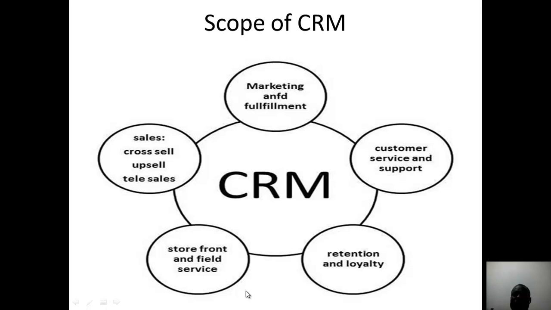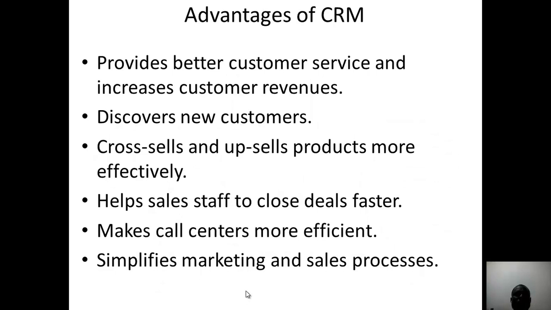Then we have customer service and support, where you provide adequate support for the customers. You give them necessary updates. We have retention and loyalty. That means sometimes you provide certain incentives for the customers to retain them. So customer relationship management is a whole lot.